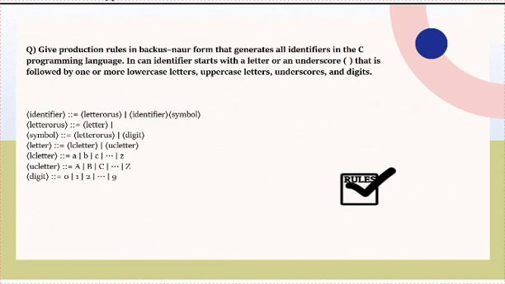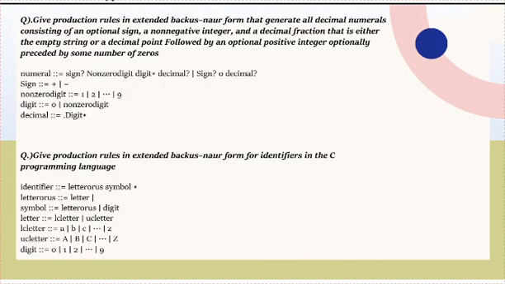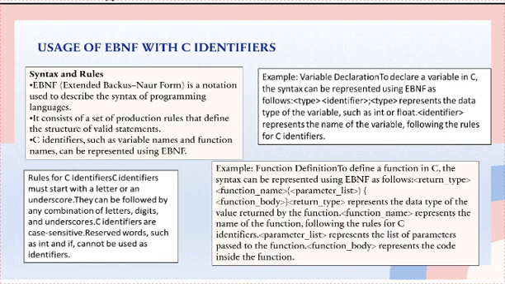Extended Backus-Naur form (BNF) is a notation allowing optional elements, repetitions, and more. We present production rules for decimal numerals in BNF, specifying optional sign, non-negative integer, and decimal fraction. Postfix notation is an alternative to infix notation. In postfix notation, operators come after operands, contrasting with traditional infix notation used in mathematics and programming languages.